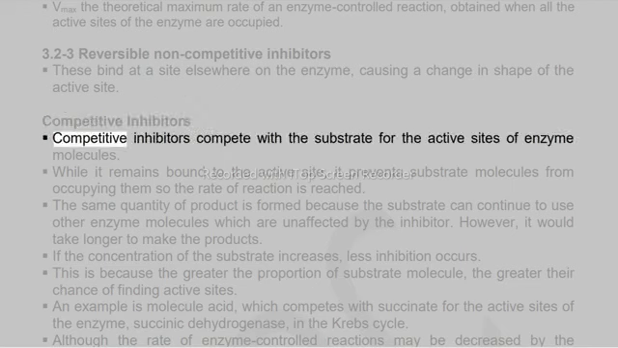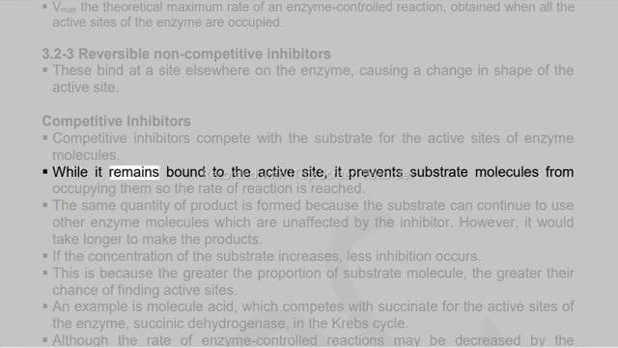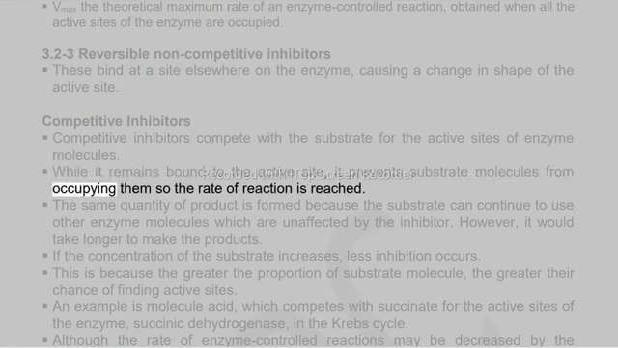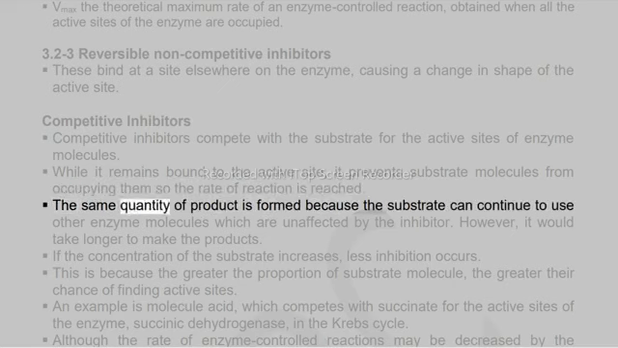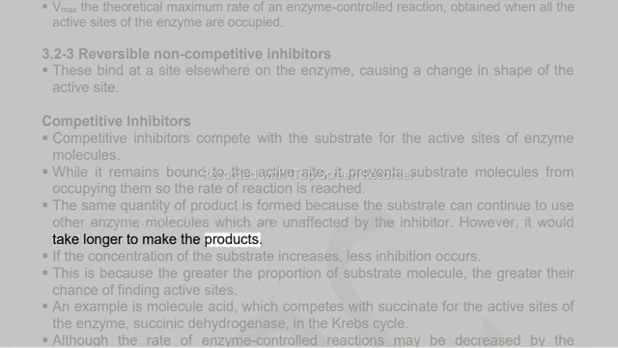Competitive inhibitors. Competitive inhibitors compete with the substrate for the active sites of enzyme molecules. While it remains bound to the active site, it prevents substrate molecules from occupying them, so the rate of reaction is reduced. The same quantity of product is formed because the substrate can continue to use other enzyme molecules which are unaffected by the inhibitor. However, it would take longer to make the products.